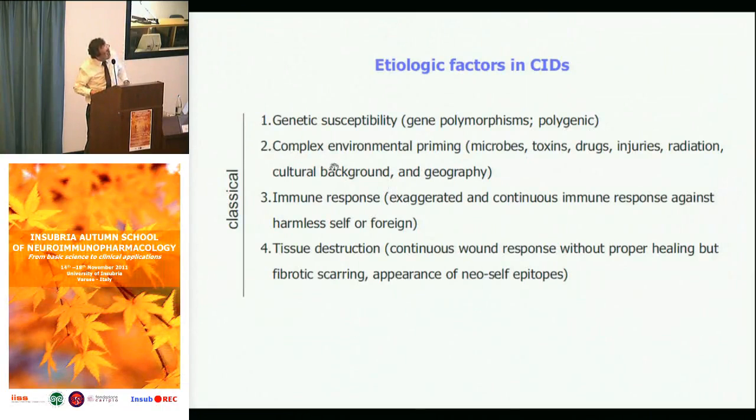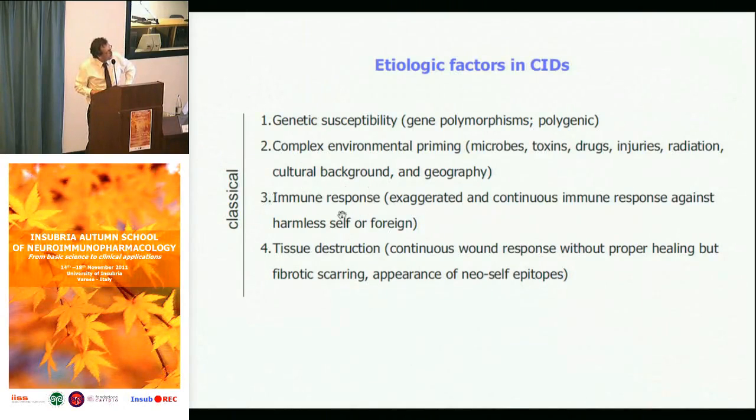The second thing is we have a complex environmental priming. And this means that the environment plays a role. There are microbes, toxins, drugs, injuries, radiation, the cultural background, and the geography. For example, the chronic inflammatory diseases are more often in the northern hemisphere, in the northern countries, in the westernized world. In Africa, you don't see them much. Rural Africans do not have rheumatoid arthritis or Crohn's disease. So the cultural background and the geographical background is important.